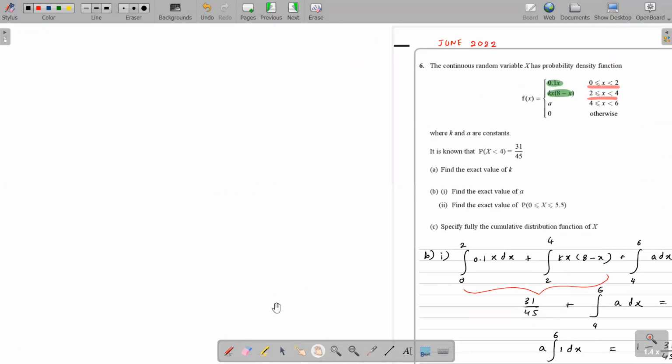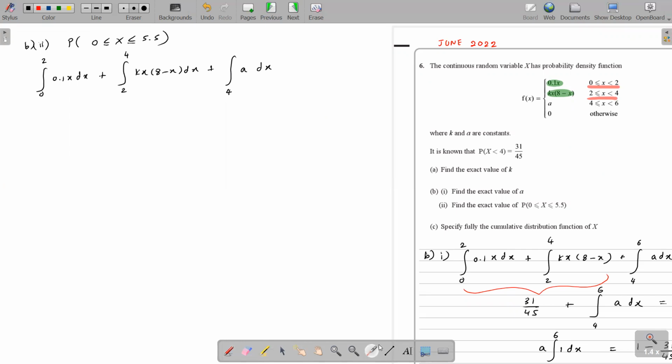So I can just do the same thing here for part B 2. If I want to find the probability that x is greater than or equal to 0 and less than or equal to 5.5, what do I need to do? I can get the probability by integration, right? So for the first part I integrate from 0 to 2, 0.1x. Plus the second part I integrate between 2 to 4, kx(8 minus x), right? So I'm just following this. And then I integrate a with respect to x, from where to where.